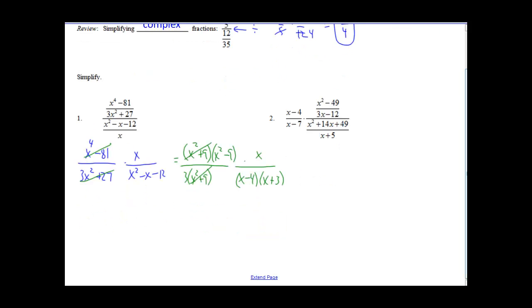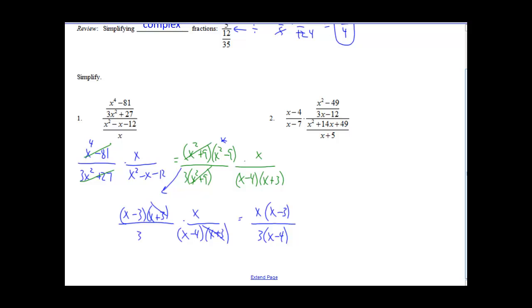But if you notice, we still have this x squared minus 9. So we can actually take it a step further. And if we come directly over here, we know that x squared minus 9 becomes x minus 3 times x plus 3, over 3, times x over x minus 4 times x plus 3. Now we can cancel out the x plus 3, so we're left with x times x minus 3 all over 3 times x minus 4.